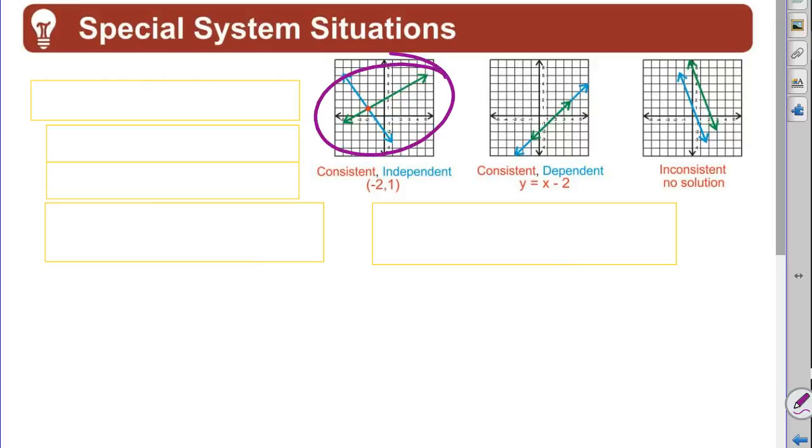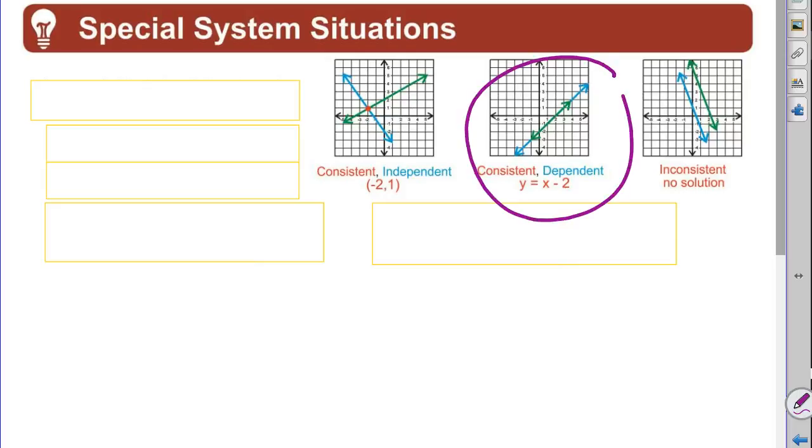When you've got a linear system, the two lines will intersect at one point. That's one possibility. When they do, it's consistent. There is a solution. It's independent because it's a single point solution, and we would give the xy coordinates of that point as the solution.